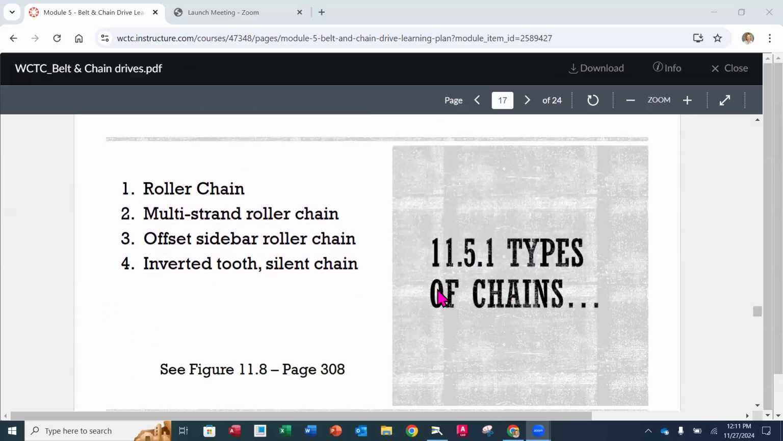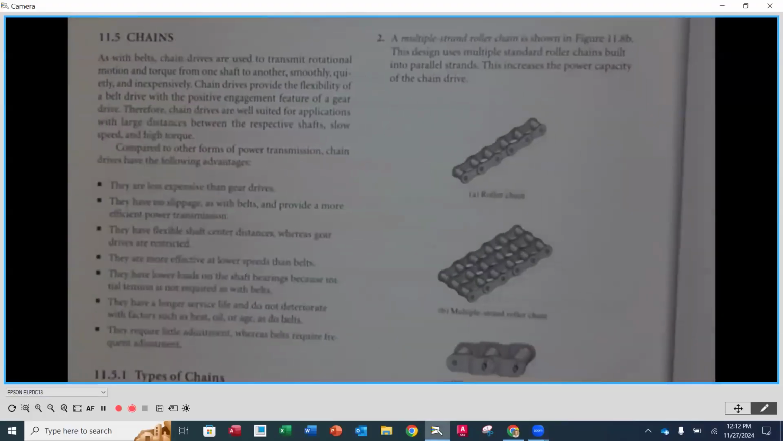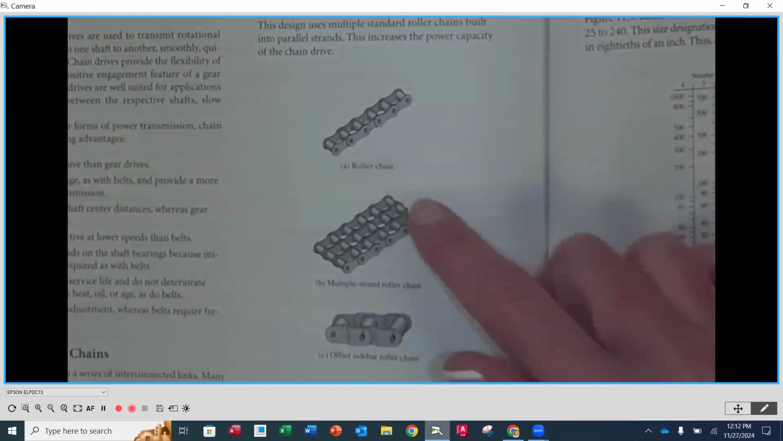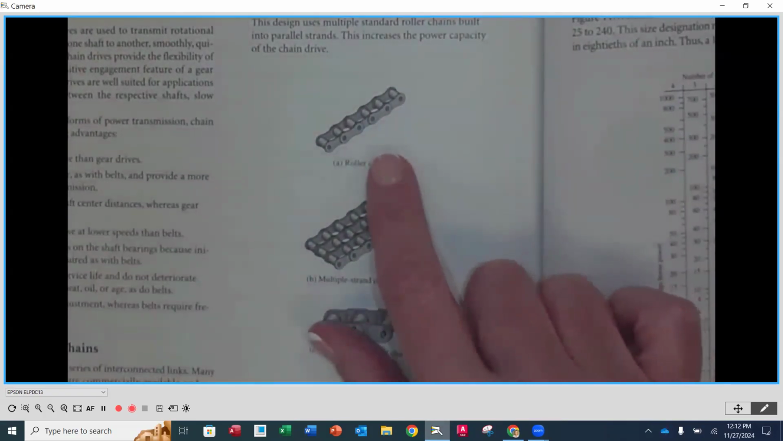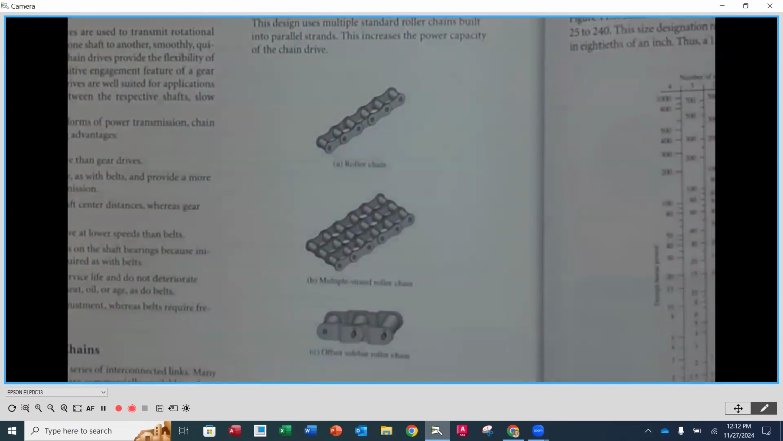Now, there are a couple different types of very popular chains, and those are going to be found in figure 11.8 on page 308. So the most popular configurations are going to be roller chain. Now, roller chain is actually these first three options that we see here. The one that we're going to focus on in this chapter is going to be just roller chain. Again, the vast majority of applications that do have chains are going to be exactly that. And you have seen these on things like bicycles. Okay, that's roller chain application.